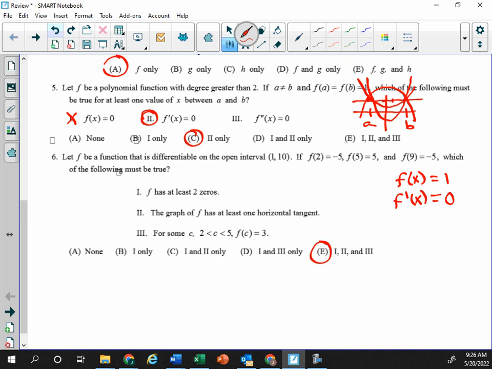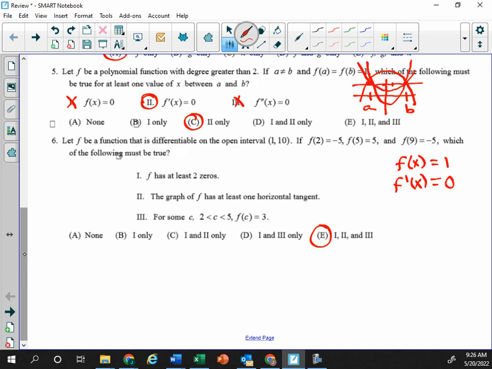Okay. And then the third one, the second derivative has to equal 0. That would mean that you have a change in concavity. That doesn't have to happen in between there. So 2 lines. Making a picture for questions like 5 and 6 is very helpful. 6, sure.